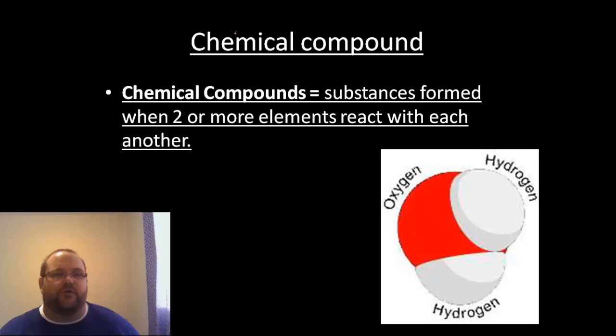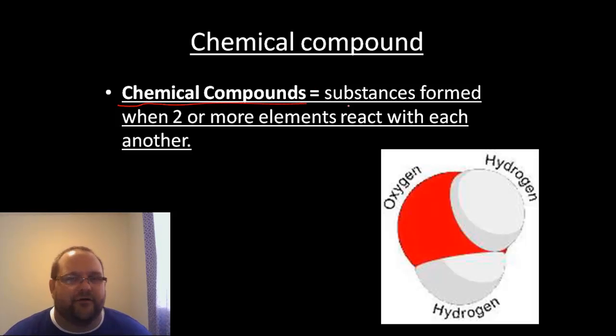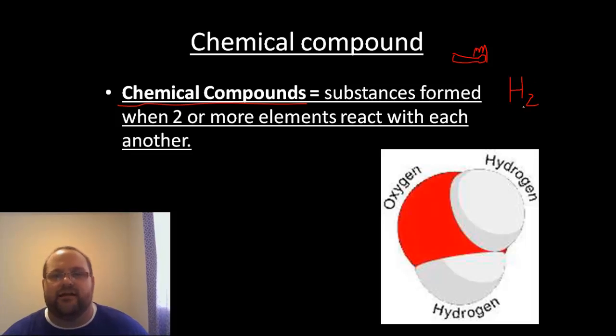Now, moving on from that, so we have elements and we have atoms, and then from there we can form chemical compounds. So chemical compounds are substances formed when two or more elements react with one another. And a great example is this. So if we take a bunch of hydrogen gas and I put a match to it, so here's a match here, and I'll draw some fire. So if I put a match to some hydrogen gas, we're going to get a big explosion.